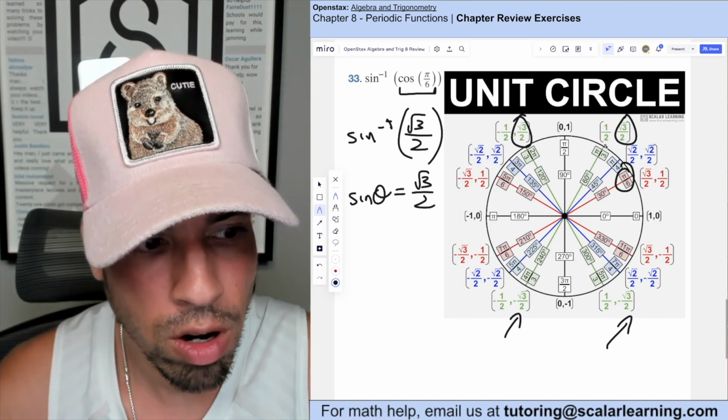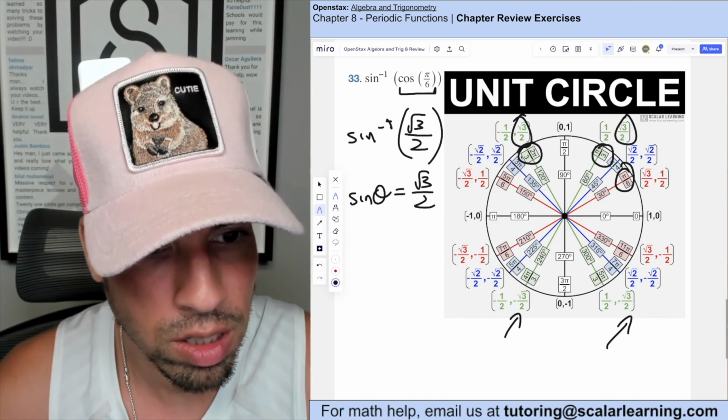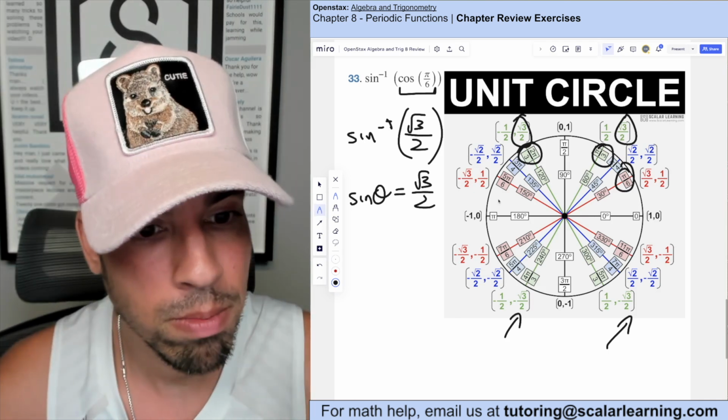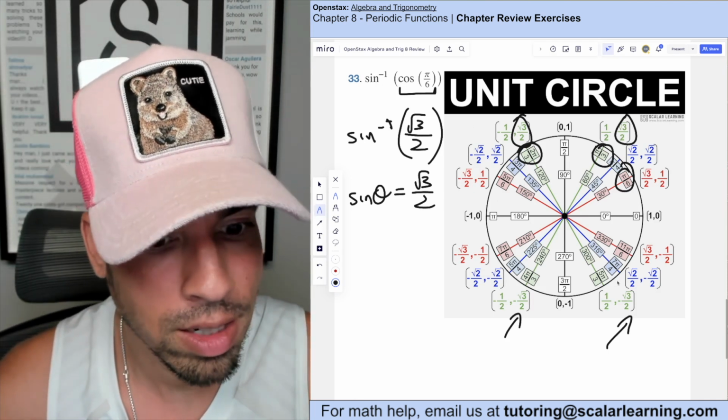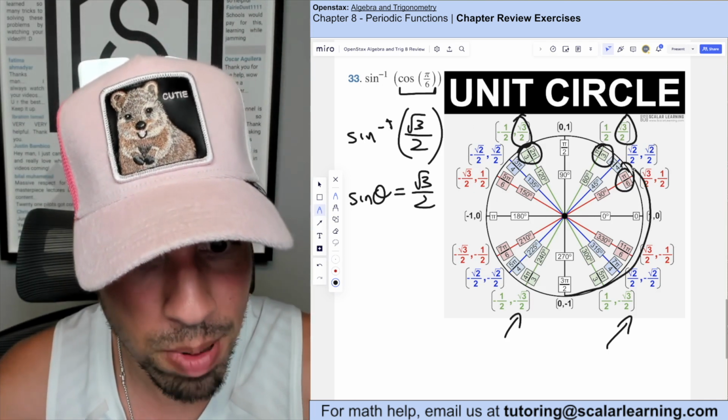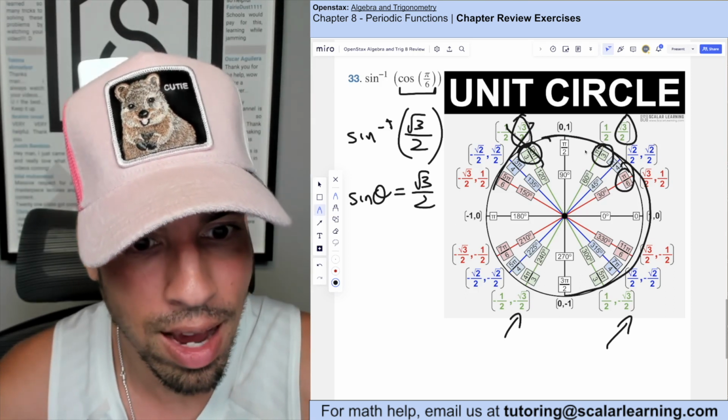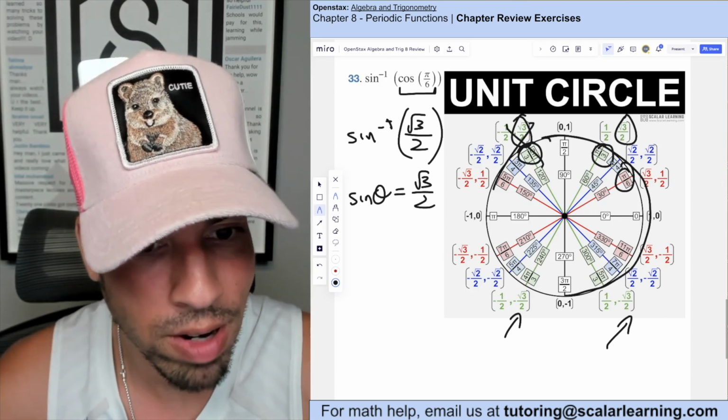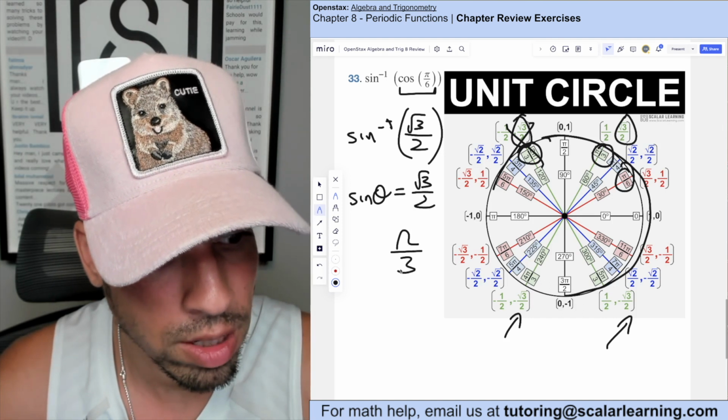Okay, so our answer is either this angle, pi thirds, or this angle, 2 pi thirds. But we have to bear in mind that arc sine has a range from negative pi halves to pi halves, meaning this is out. So the only possible viable solution is pi thirds. That's how you do it.